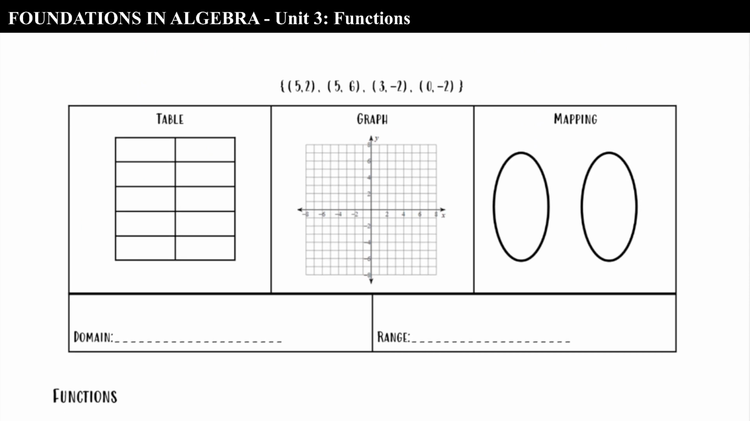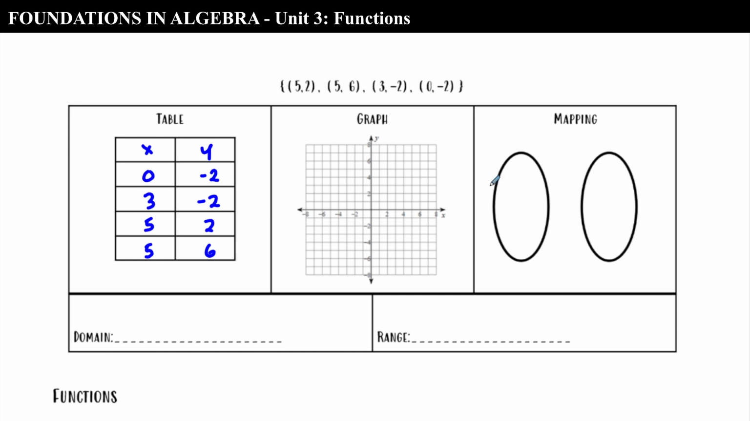In the next example, we have x values of 5, 5, 3, and 0. So in numerical order, 0, 3, 5, and 5. And our y values that go with it: with the 0, we've got -2. With 3, we've got -2. With 5, we've got 2 and 6.